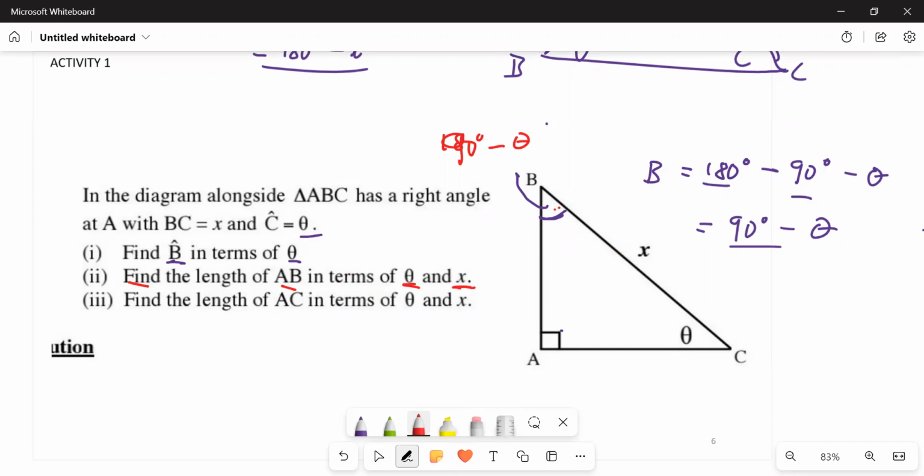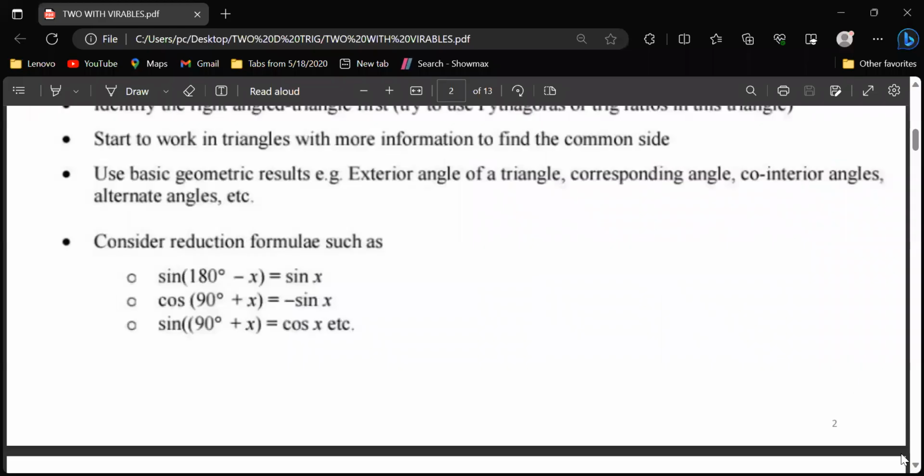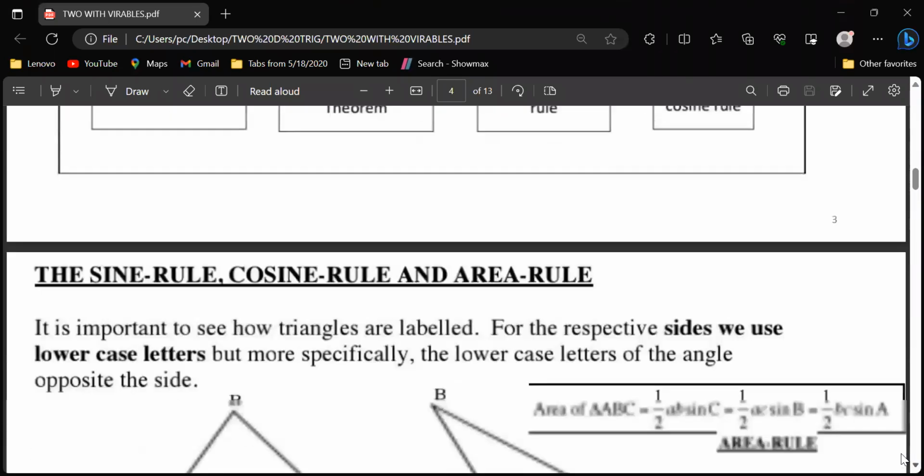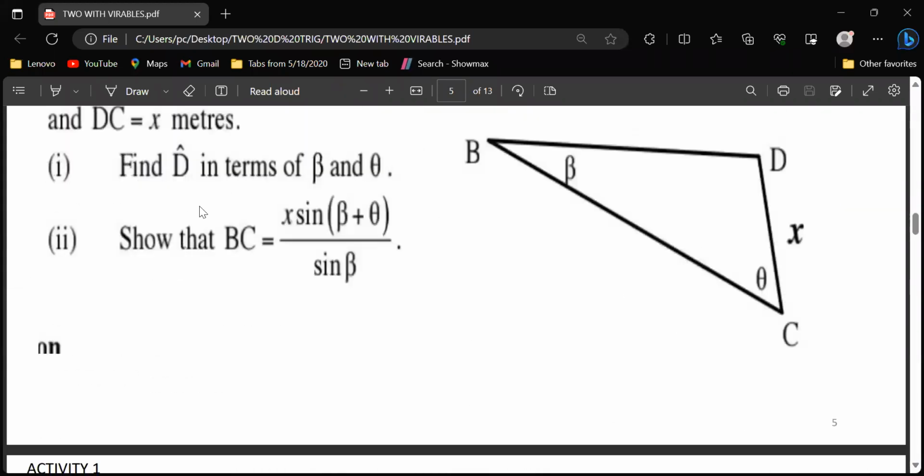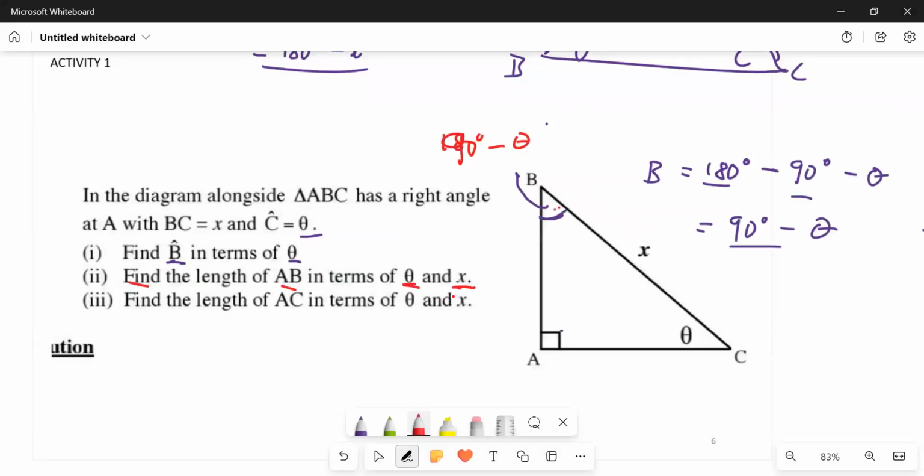Like, for example, with this question here, they say to learners, show BC. It's like they're saying calculate BC in terms of x and theta. So it's exactly the same thing. The question can be asked that way, or they can say show AP can be given this way. If they say show AP can be given this way, they are saying calculate AP. So how are you going to calculate AP?